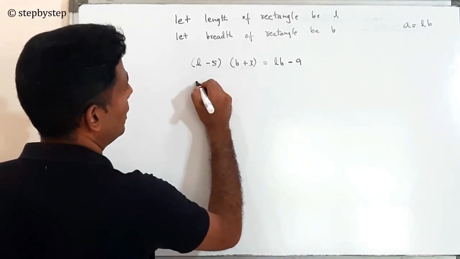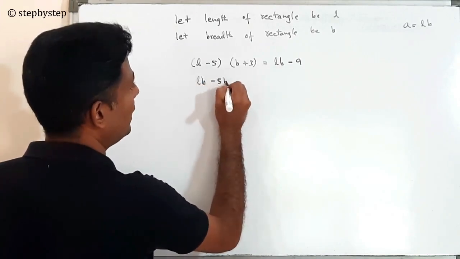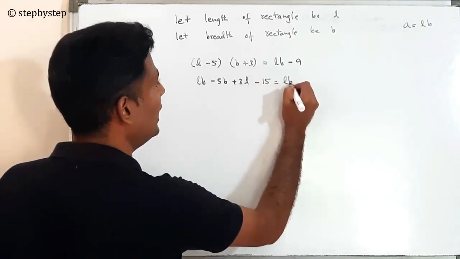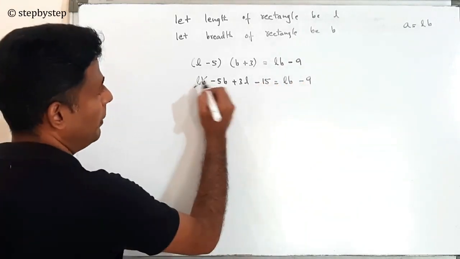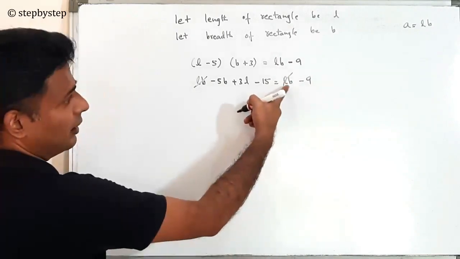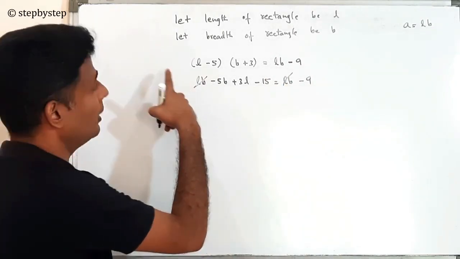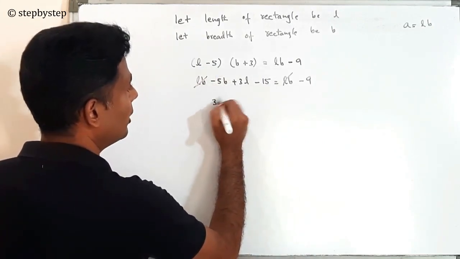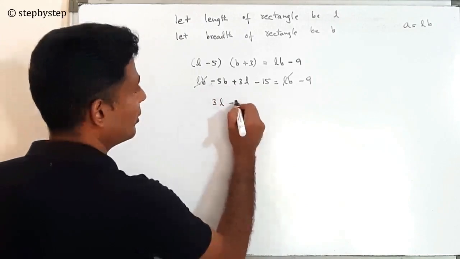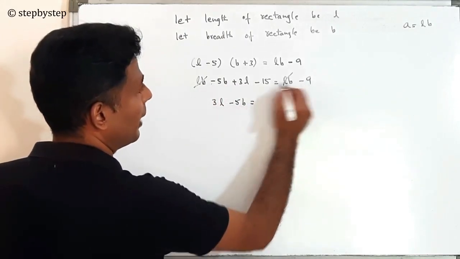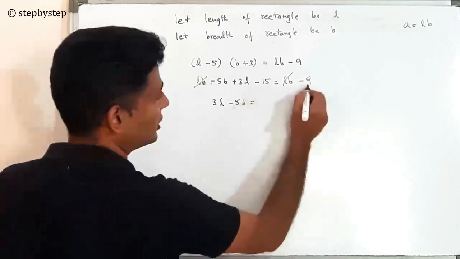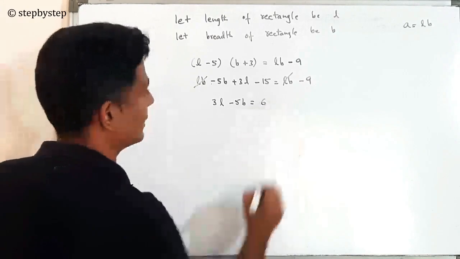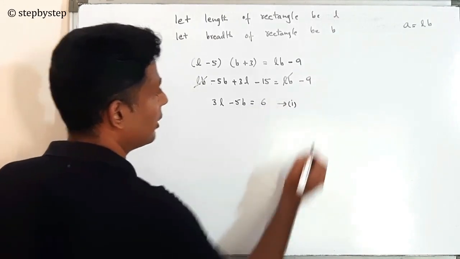Now multiply. You will get LB minus 5B plus 3L minus 15 equal to LB minus 9. Now LB and LB will cancel. Why? If I transpose this side, it becomes minus LB, and minus LB plus LB is 0. So these two will cancel. What do I get? 3L minus 5B equal to minus 9 plus 15. When I transpose this, it becomes plus 15. So 15 minus 9 is 6. So we got our first equation.